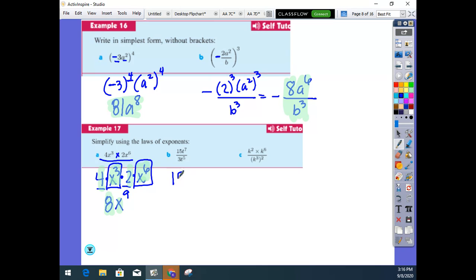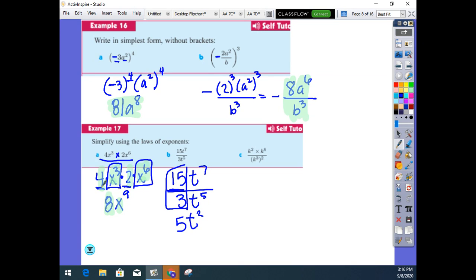All right, same for here. I'm going to rewrite this. So really, I have 15 divided by 3, which is 5, and then I'm dividing bases that are the same, so I subtract the exponents. So we're trying to condense as much as possible.